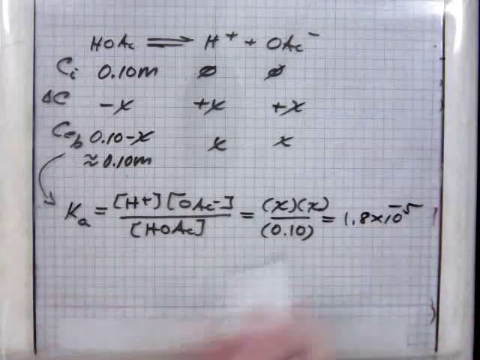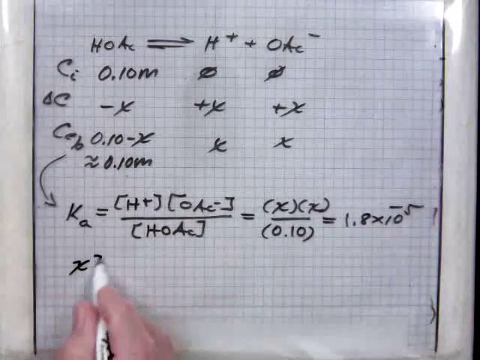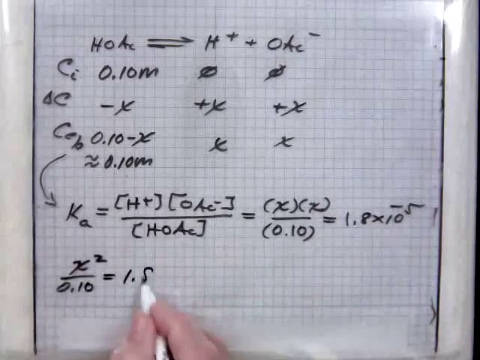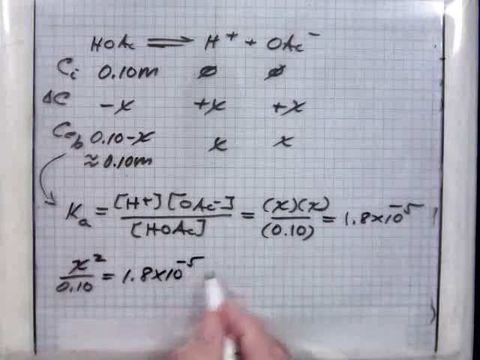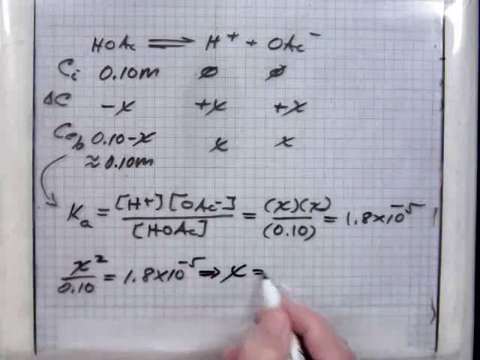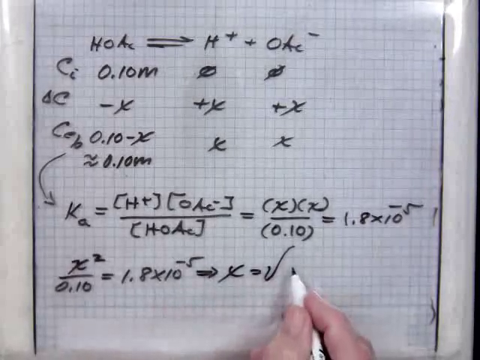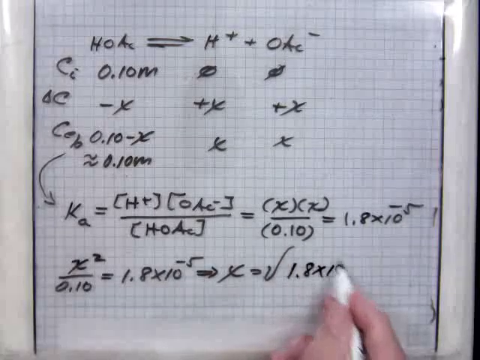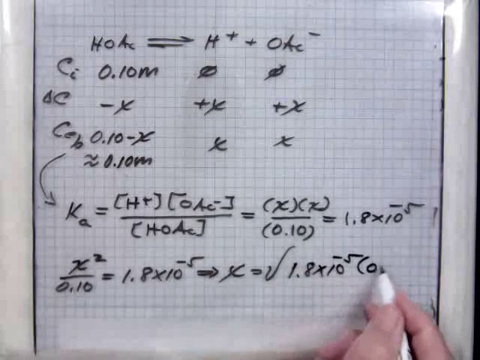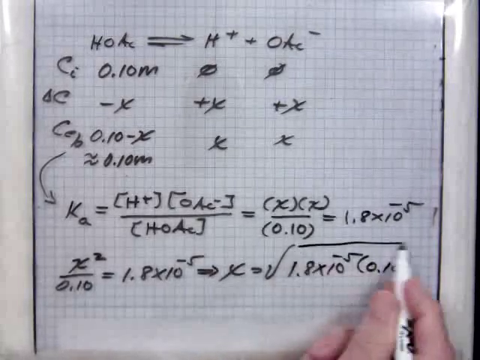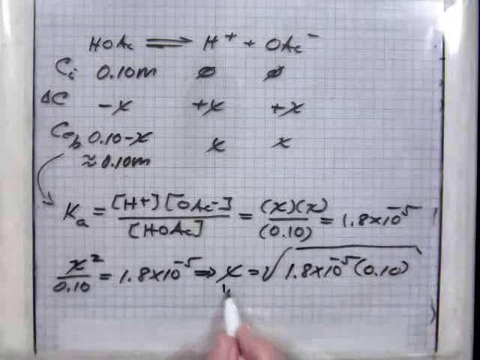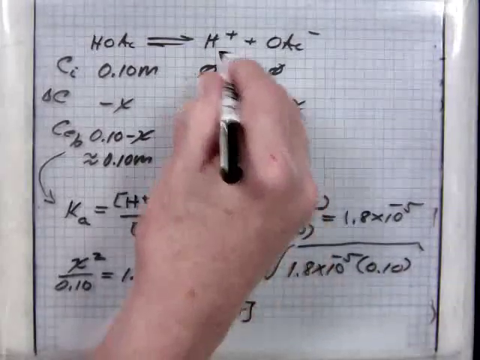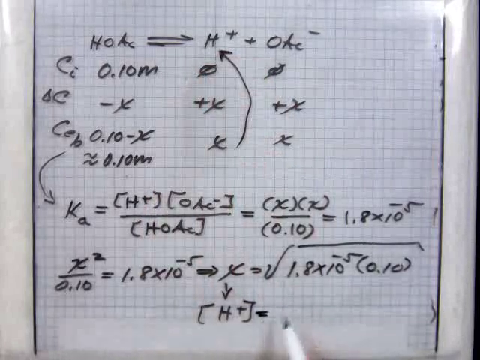Like this. And then we solve this, it becomes x squared over 0.10 equals 1.8 times 10 to the minus 5, and this gives x equal to the square root of 1.8 times 10 to the minus 5 times 0.10. Now, x, of course, is the hydronium ion concentration, as we see up here.